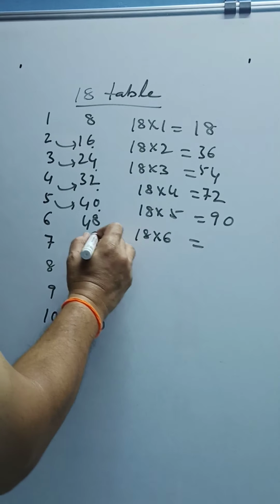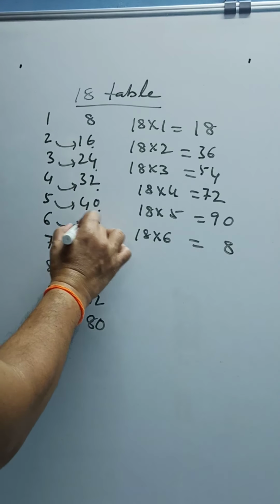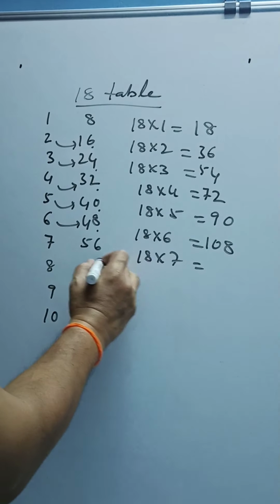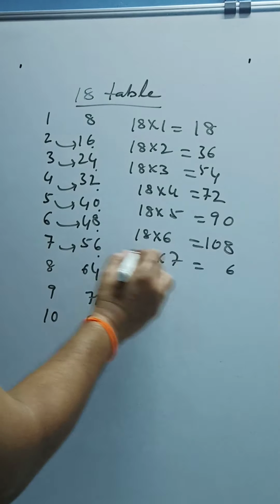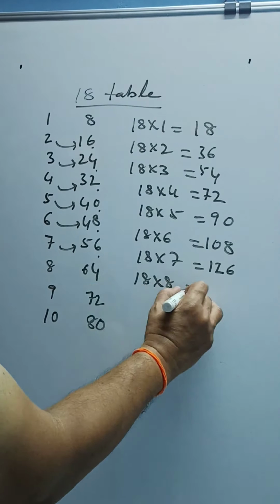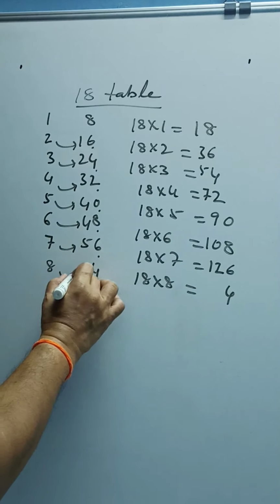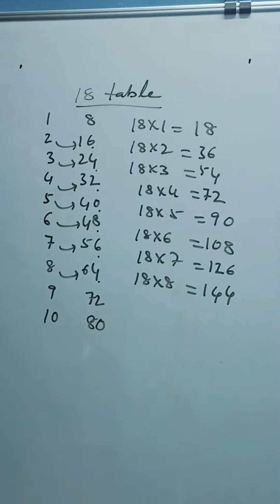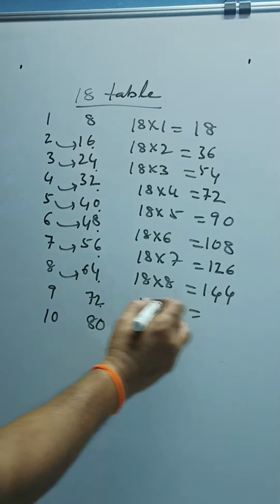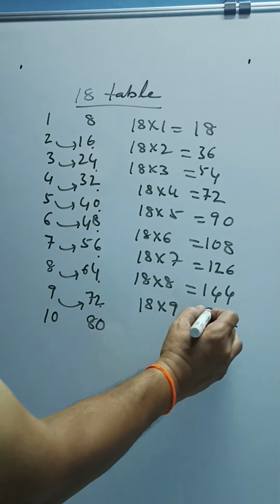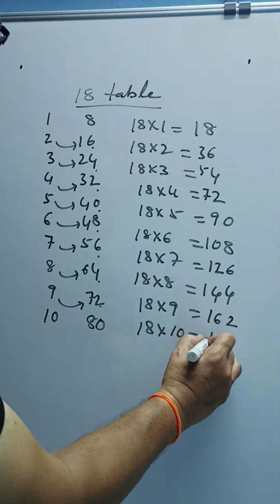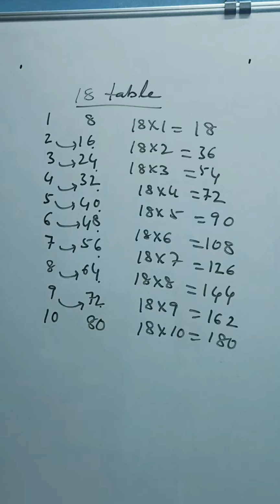18 sixes are 8 in the ones place and 6 plus 4 is equal to 10, 18 sixes are 108. 18 sevens are 6 in the ones place, 7 plus 5 is equal to 12, 126. 18 eights are 4 in the ones place, 8 plus 6 is equal to 14, 18 eights are 144. 18 nines are 2 in the ones place, 9 plus 7 is equal to 16, 18 nines are 162 and 18 tens are 180. 18th table is over.